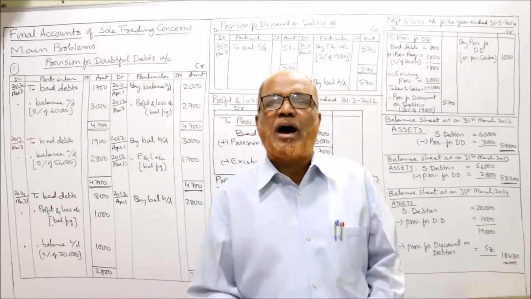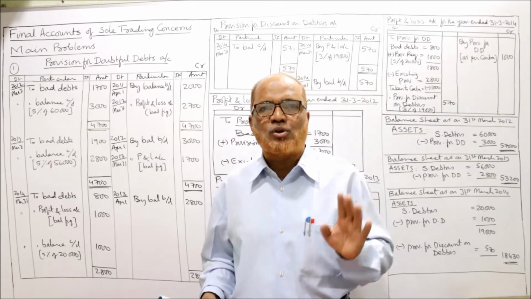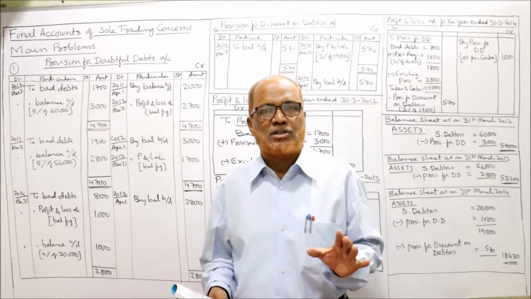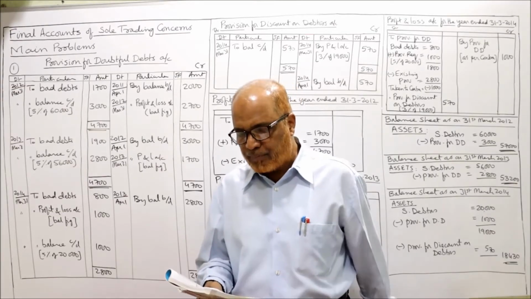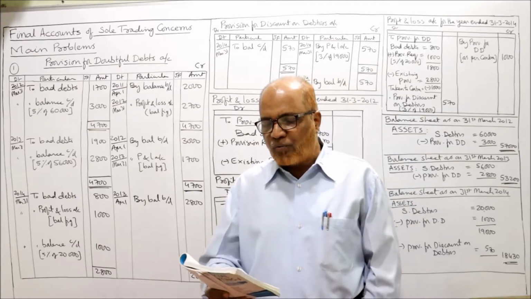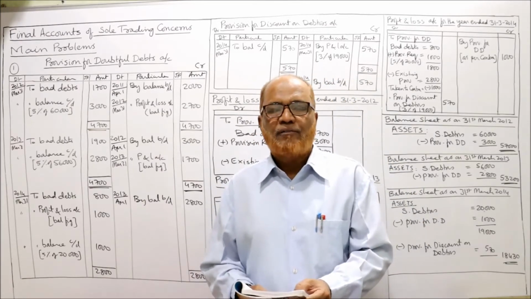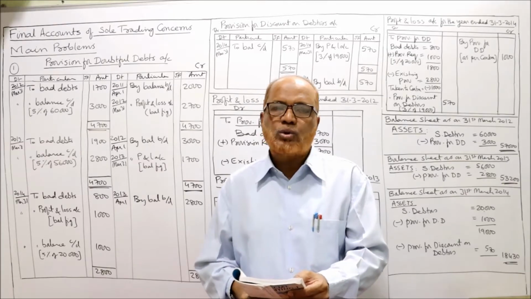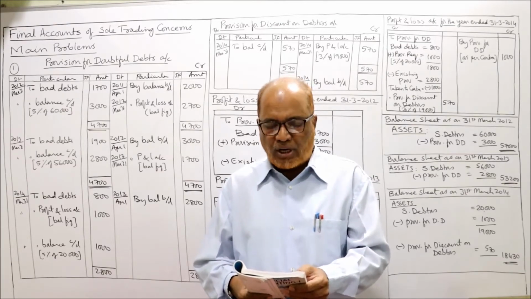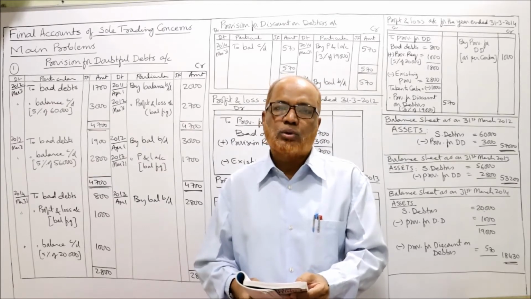Come on, first problem I am reading out. See the problem carefully. Understanding the problem is half solved. That is more important. Focus on the problem. On 1st April 2011, the provision for doubtful debts showed a credit balance of 2000. Remember, on 1st April 2011, the provision for doubtful debts account is showing a credit balance of 2000.